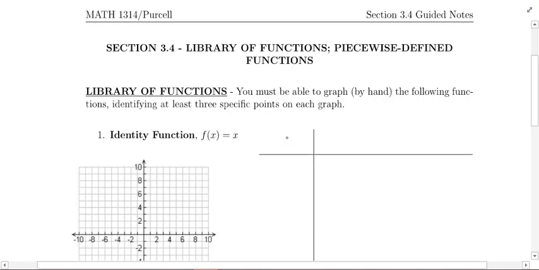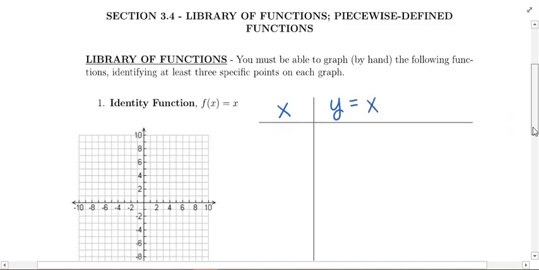We are always in charge of the x value, and we're going to pick those, and then for each x value we're going to plug it into the function and get an output y, and that will give us a point x, y to plot. Again, look at this formula. It's f of x is equal to x. Remember, f of x is the same thing as y. So you can think of this function f of x is equal to x as the same thing as y equals x.